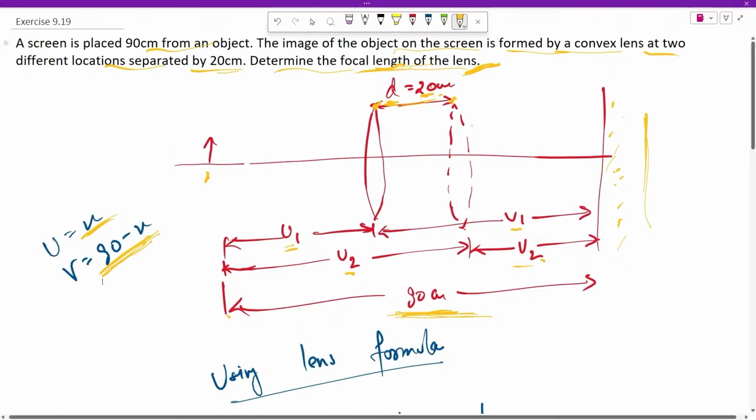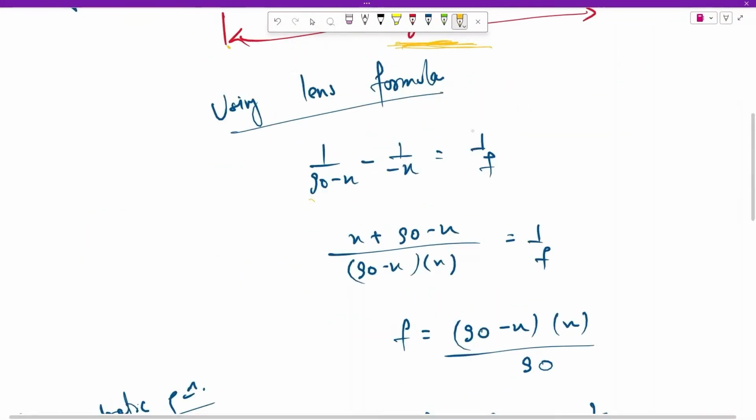Now let us use the lens formula over here, that is 1 by v minus 1 by u equals 1 by f. With proper sign convention, we can write 1 by (90 minus x), that is v. Since v is on the right side of the lens, it is going to be positive, and u, the object, is on the left side of the lens, so it is going to be negative. So 1 by (90 minus x) minus of 1 by x equals 1 by f. Since it is a convex lens, the focal length is going to be positive.